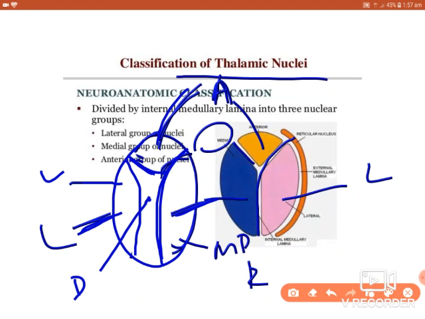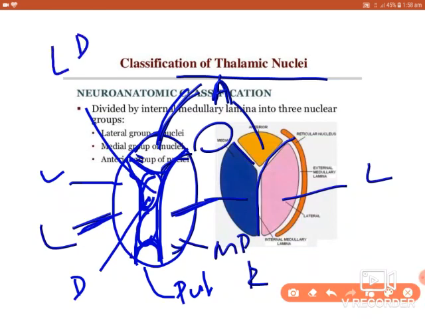The dorsal group includes the lateral dorsal, then the lateral posterior, and the posterior nucleus that is called the pulvinar. This one is the pulvinar. That comes under the lateral dorsal group. So this is the lateral dorsal group nucleus. This is the lateral posterior nucleus. Then here you can see this is the pulvinar nucleus.